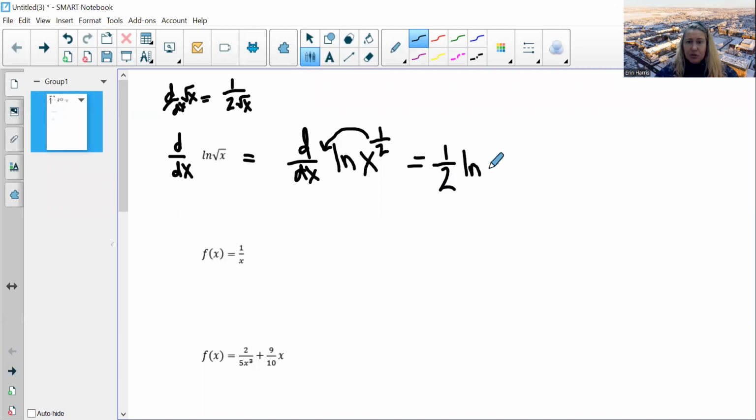Actually, I should still have the d/dx in front here because I've yet to take the derivative. Okay, I'm just rewriting. And then I get here and I say, well, what's the derivative of natural log of x? And we know that that is 1 over x. So it's just the 1 over 2 times the 1 over x that simplifies to 1 over 2x. So the derivative of natural log of x is 1 over x.